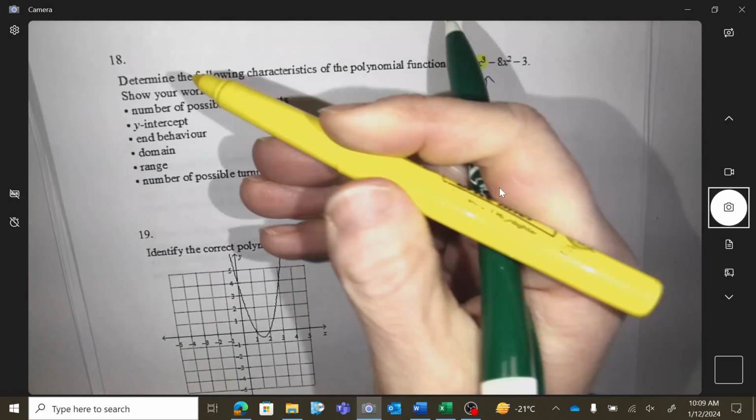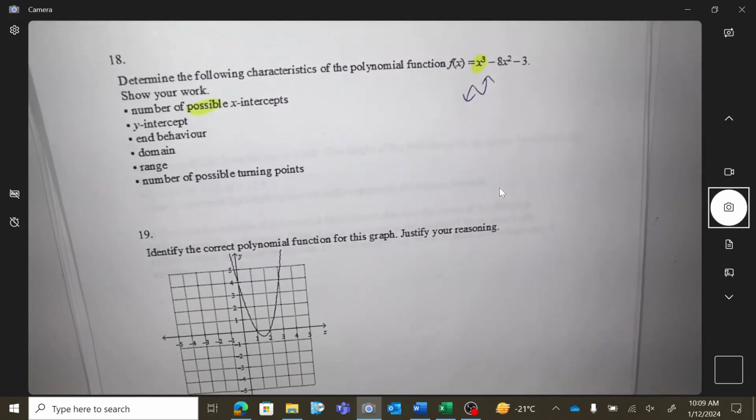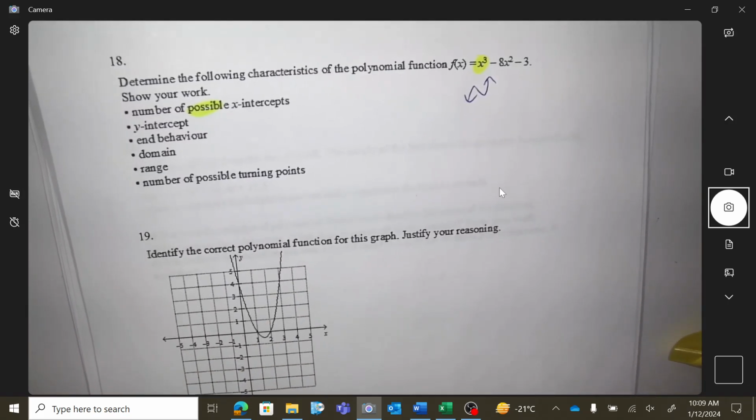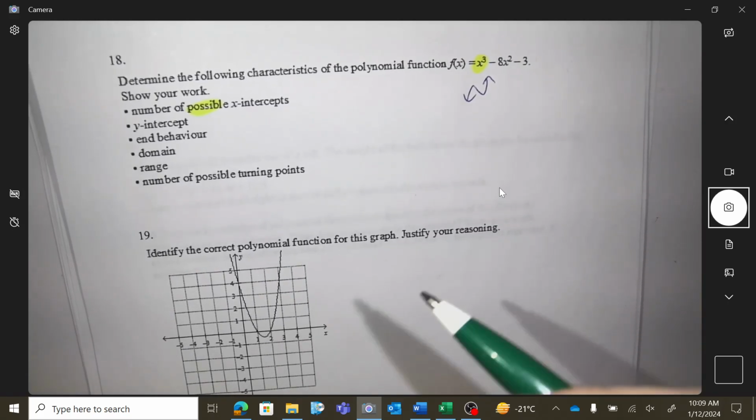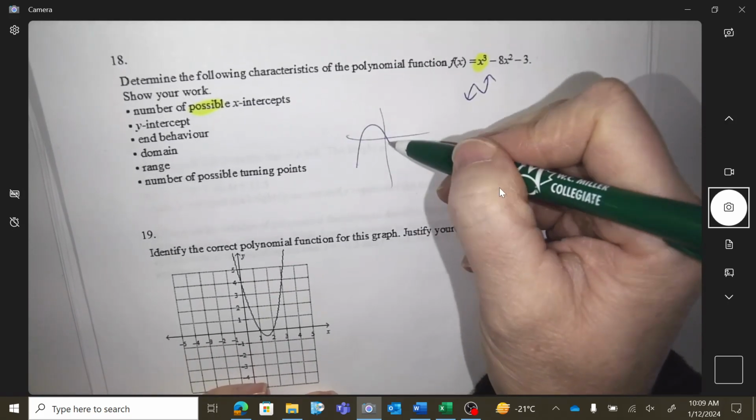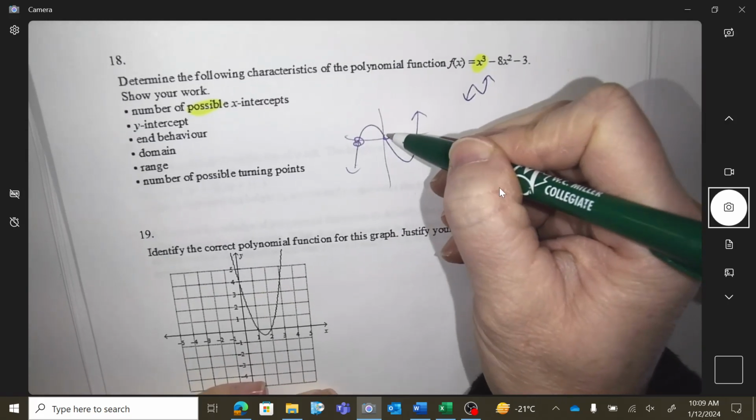How many possible times could it have x-intercepts? How many possible? Not necessarily how many it has, but how many could it up to possibly have? 3. It could do 1, 2, 3, yeah.